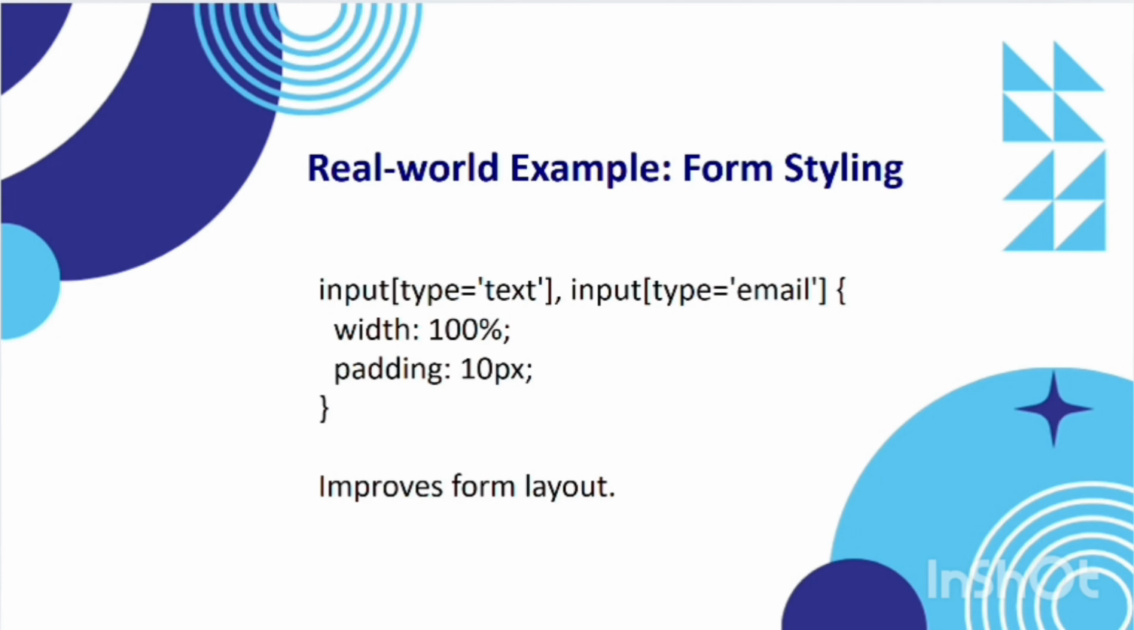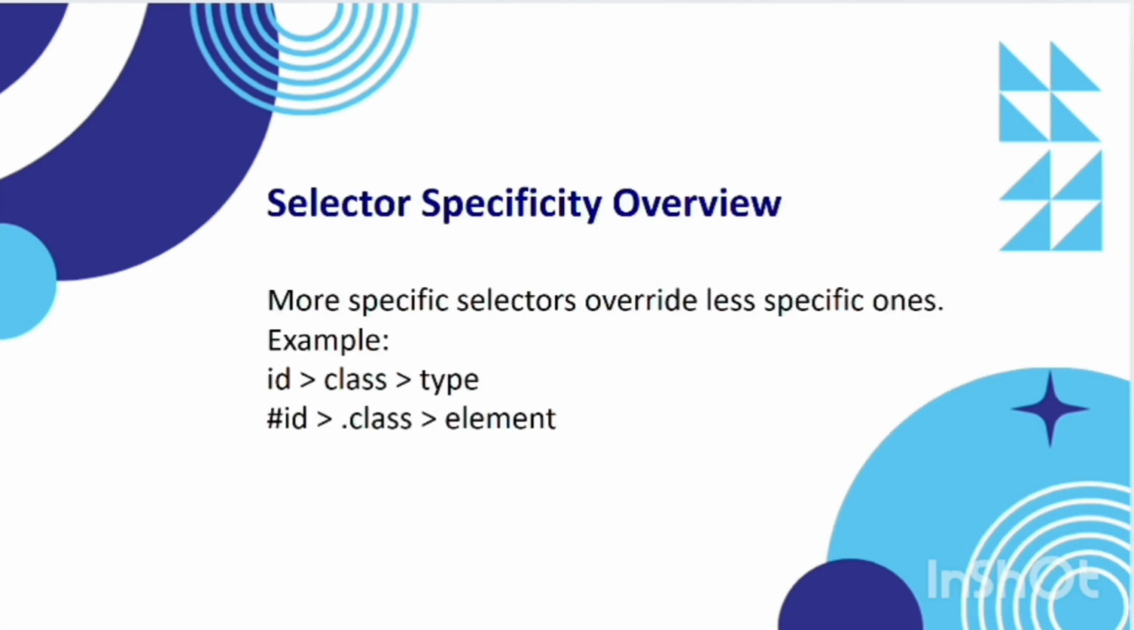Now moving to another topic, which is selector specificity overview. Let's take some overview here. More specific selectors override less specific ones, where an ID is more specific when compared to a class, and a class more than a type.